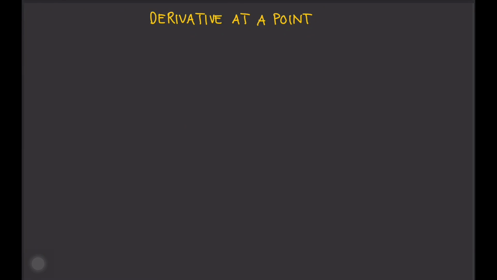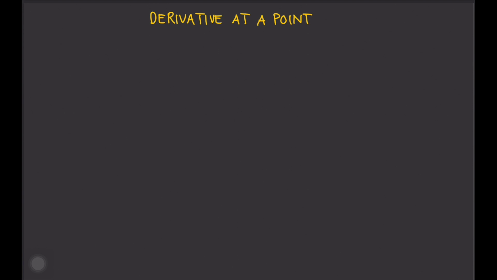In this video, we're going to talk about derivative at a point. Now, it is worth noting that there are two definitions for derivative. The first one is derivative at a point. The other one is derivative of a function.